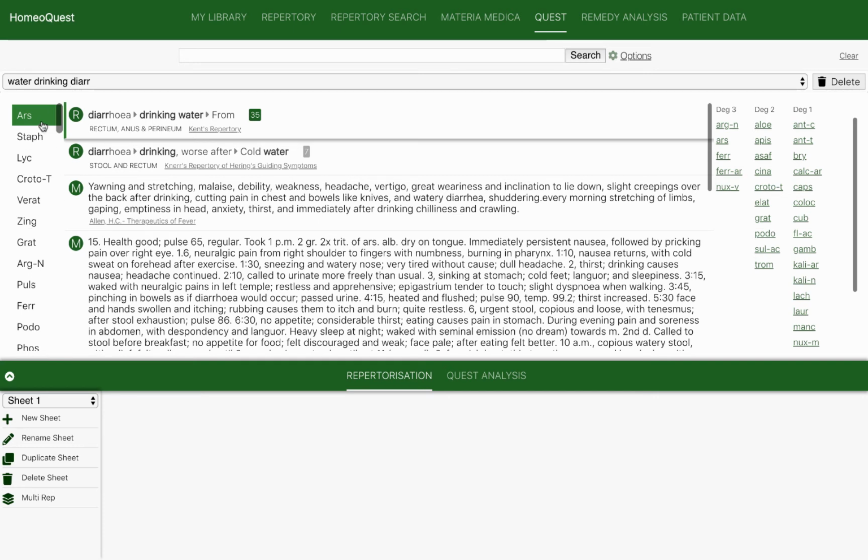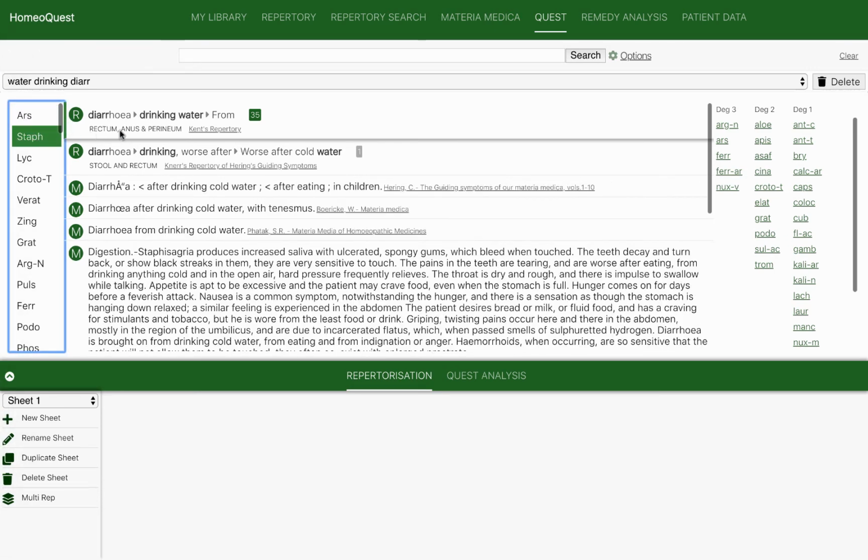It's not necessarily the first one. Remember, it's a one rubric case. So you have to now quickly look at at least the first 5 or 10, so that you know what's happening here. So Arsenicum comes up right at the top. It has diarrhea drinking water from. Good enough. Cold water from, we don't know. Let's look at the other remedies. We have Staphysagria, again diarrhea drinking water from, was after cold water. So we don't know whether it was cold or hot. It was just that he was drinking lots of water.